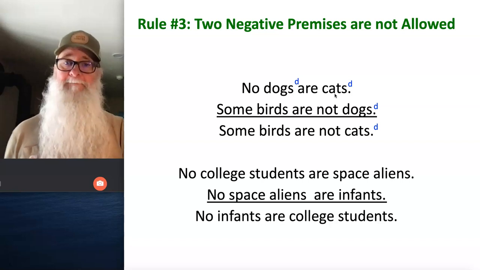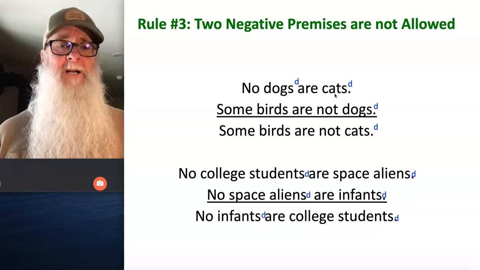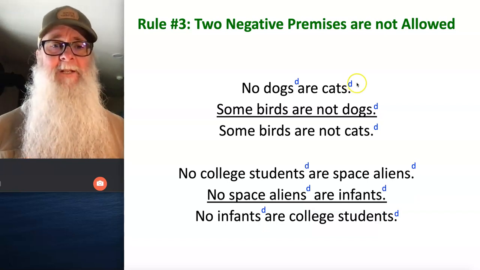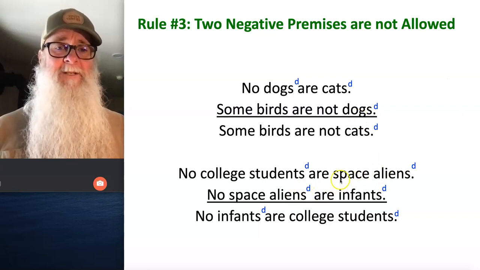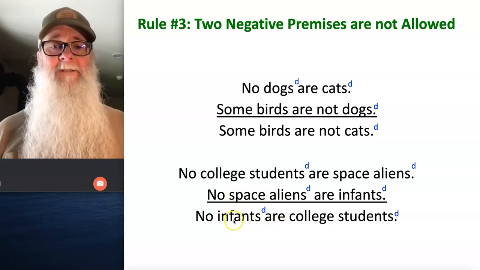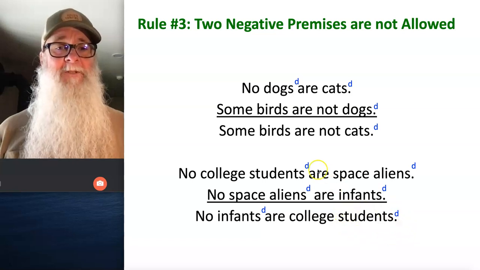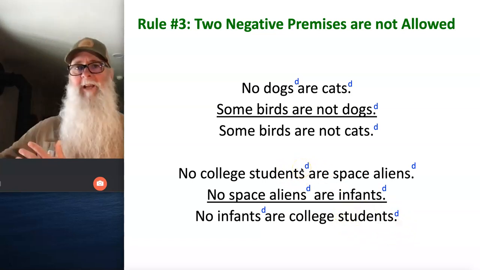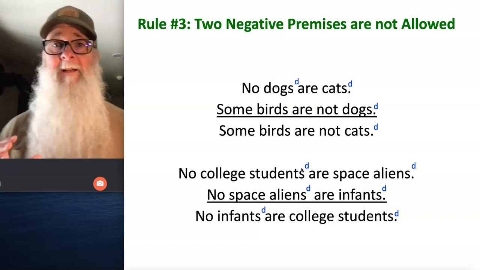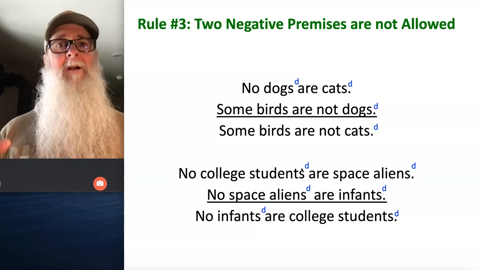Same thing with this argument. No college students are space aliens, no space aliens are infants, therefore no infants are college students. We've got a bazillion distributed terms here. Rule number 1 says that our middle term, space aliens, has to be distributed at least once. It is. It also says that any terms distributed in the conclusion, like infants, have to also be distributed when they appear in premises. Same thing goes for students. So again, we have an argument that passes right through rules number 1 and 2, but hits a roadblock with rule number 3 because we have premises that are both E statements, and two negative premises are not allowed.